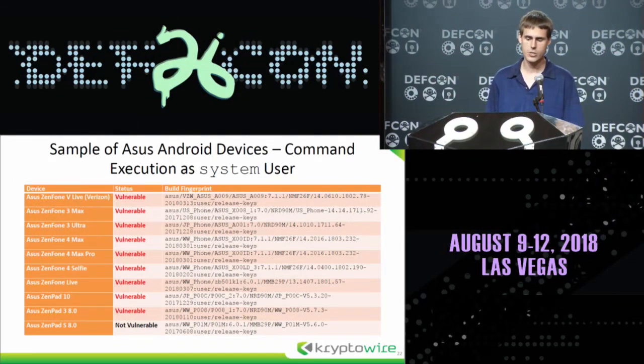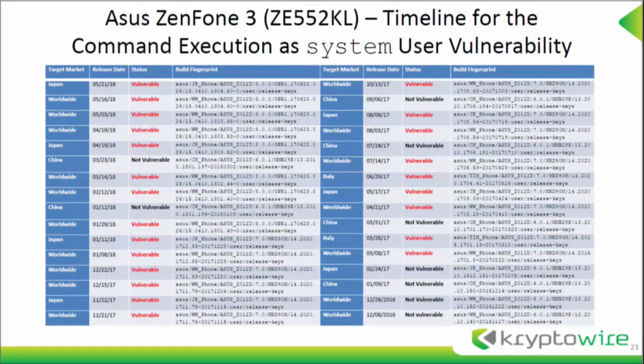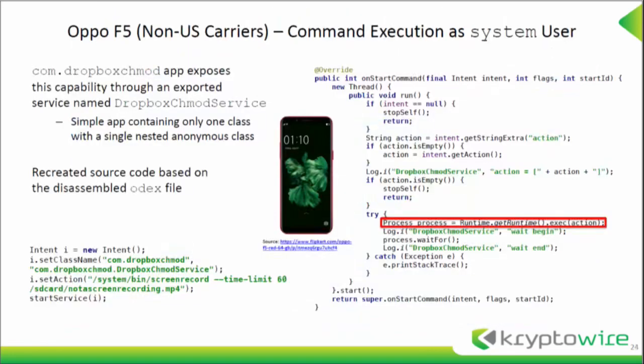So once we saw that ASUS devices provide the firmware on their website, and also historical firmwares, we downloaded a bunch just to see what was vulnerable. We also found that tablets had this vulnerable platform app. Then we wanted to find out when it was introduced. So we focused on one device, the ASUS ZenFone 3, and saw that it was introduced around March 2017, and then it further got introduced into all other markets except for China, which was just stated Android 6.01, which is a non-vulnerable version.